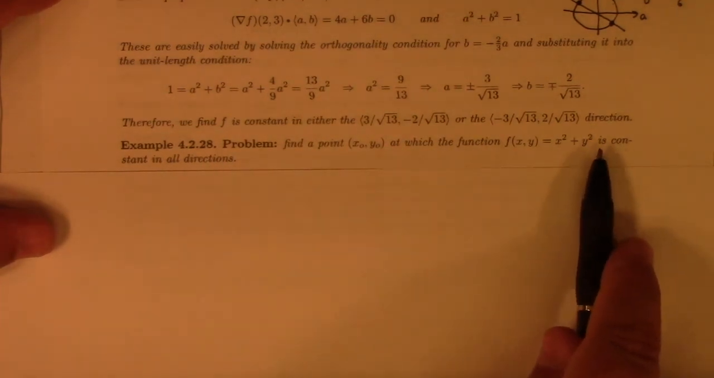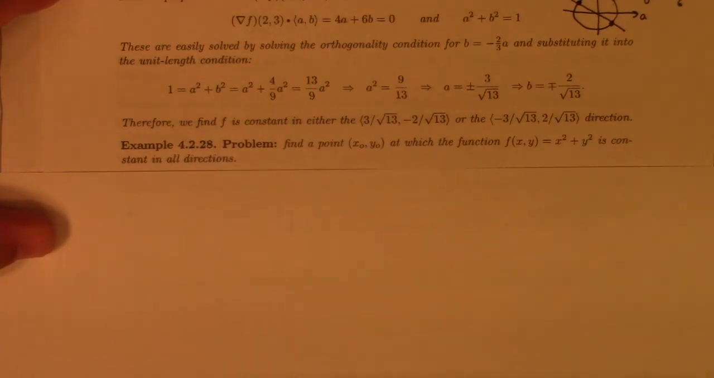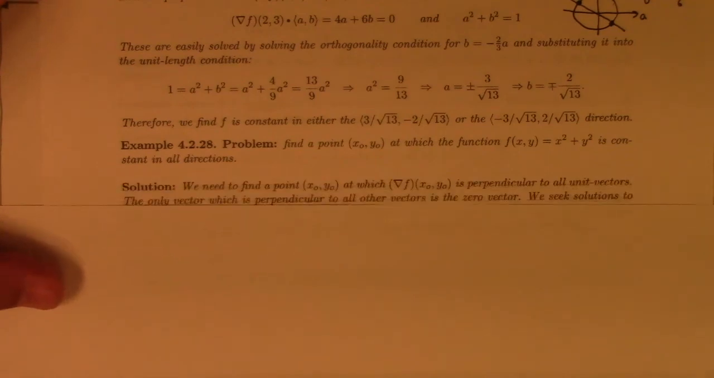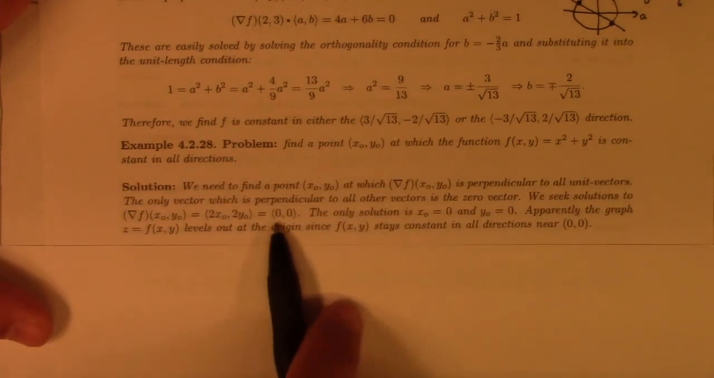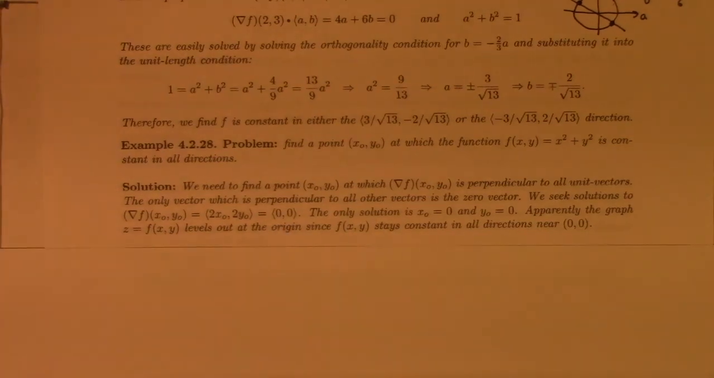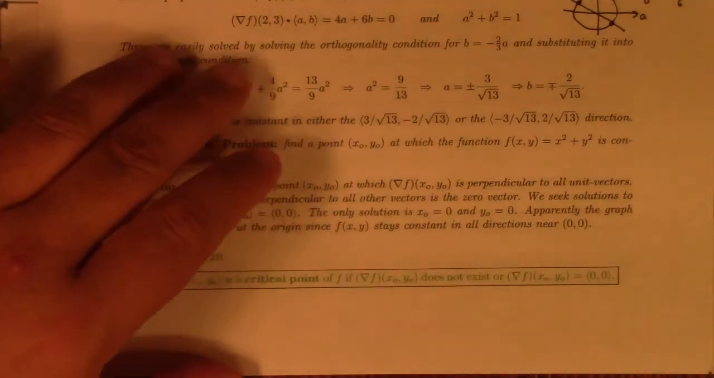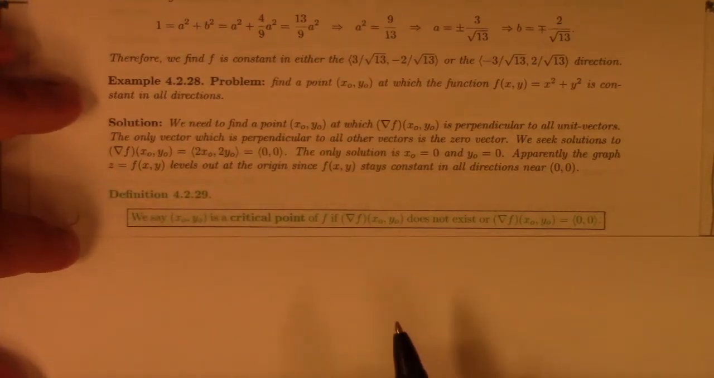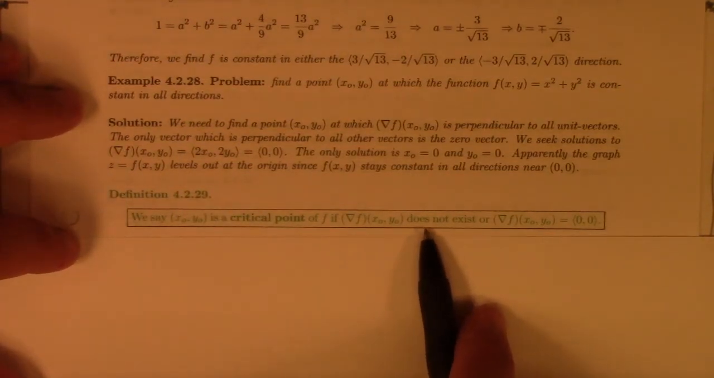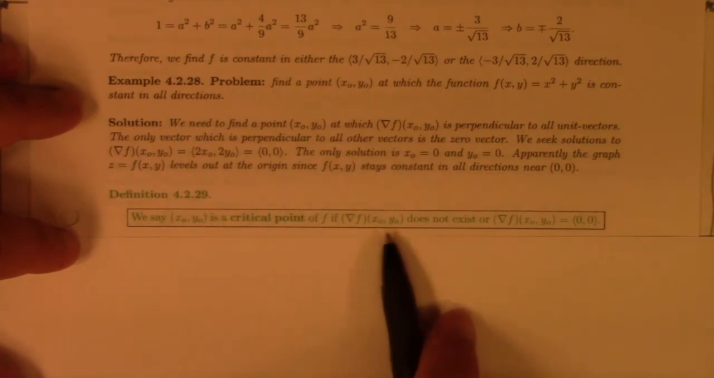For it to be constant in all directions, that would mean that the directional derivative is 0 in all directions. The way that can happen is for the gradient to be 0. And so that happens for this function when we plug in 0, 0. Great. And that leads me to a definition, which is that if the gradient vector is 0 for a function at a point, or if it doesn't exist, then that's said to be a critical point of the function.